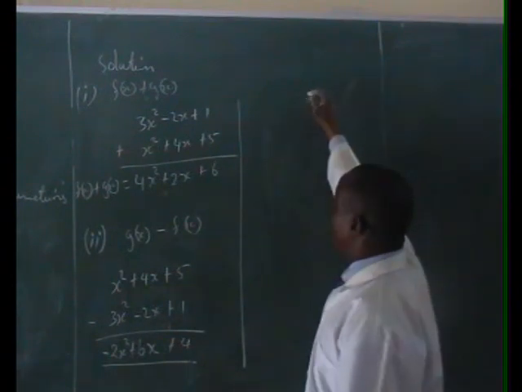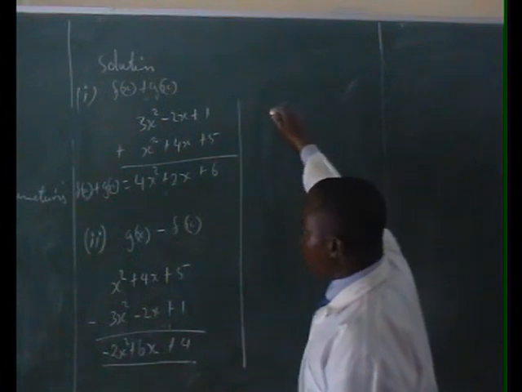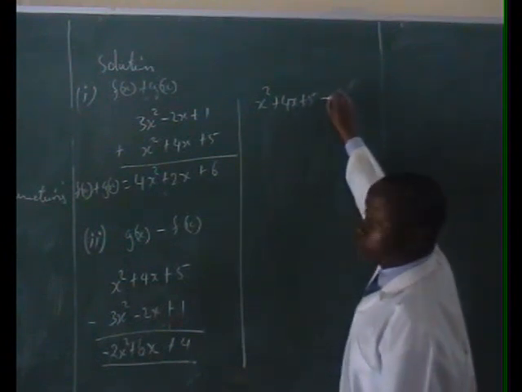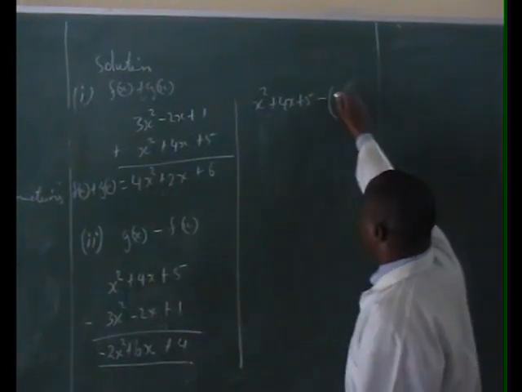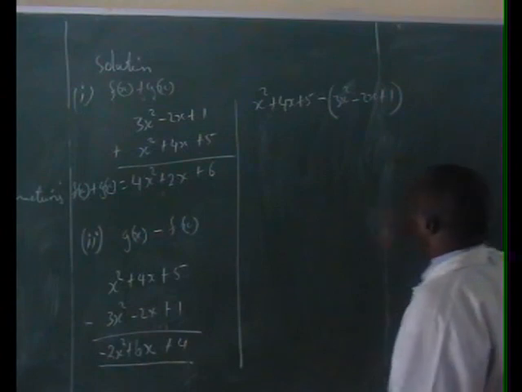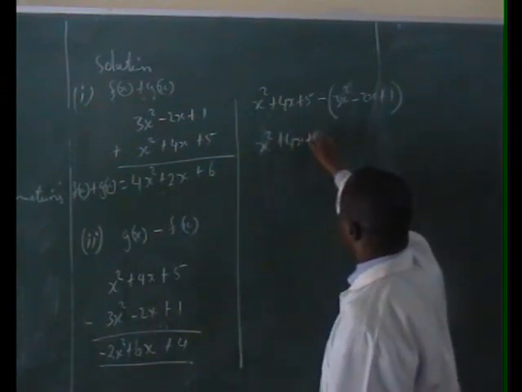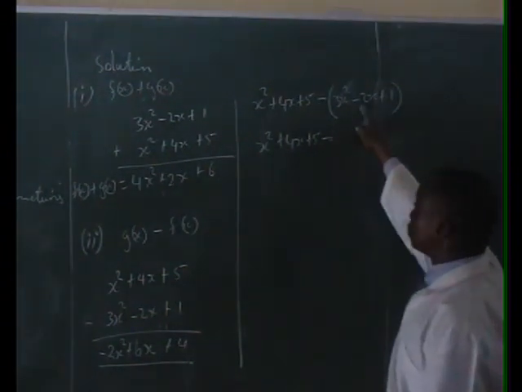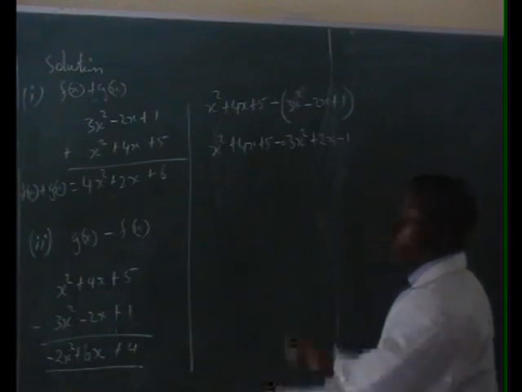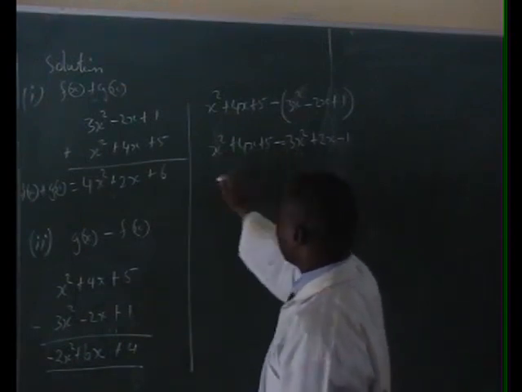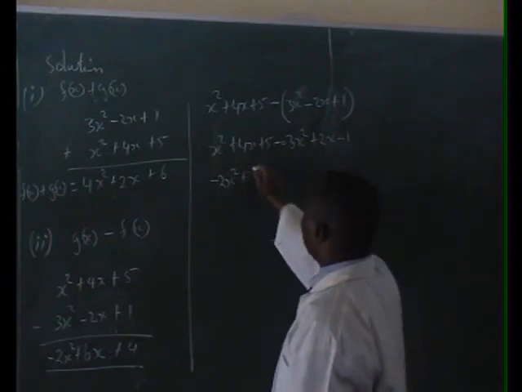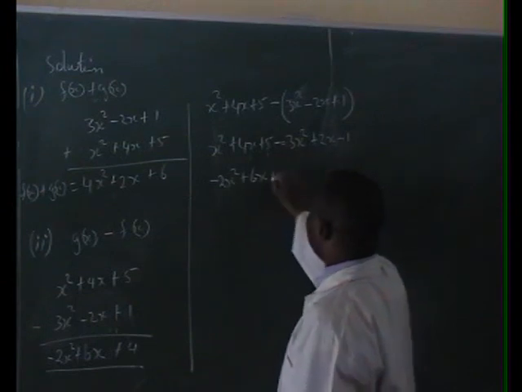So I can also subtract it in this way. I will have x squared plus 4x plus 5 minus f of x, which is 3x squared minus 2x plus 1. Now remember that here the minus affects this one. So we have minus 3x squared plus, because this time this will give us plus 2x minus 1. Now if I collect them, look at x squared minus 3x squared, so we have minus 2x squared, then this and this, that is 4x plus 2x will give me 6x. Then 5 minus 1 will give me plus 4.